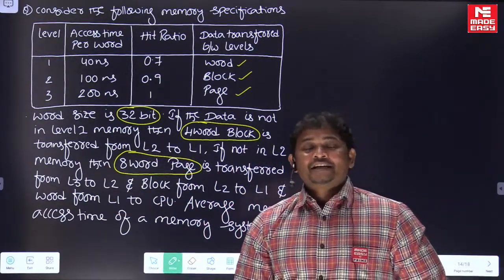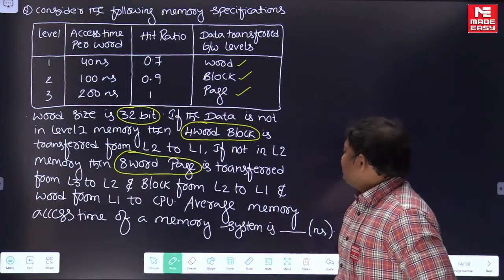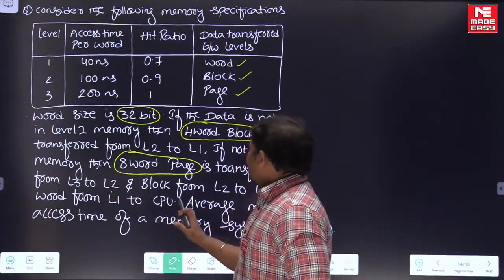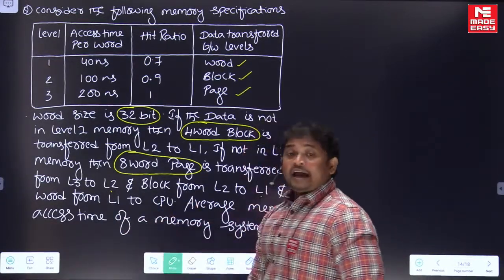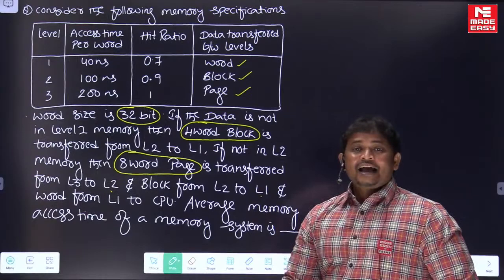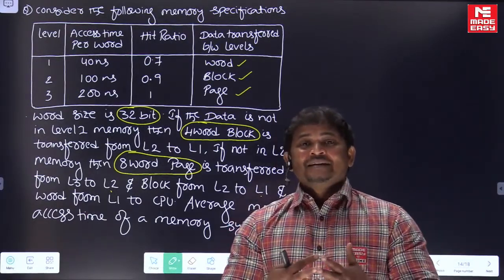That means page size equal to 8 words. Transferred from L3 to L2, and block is transferred from L2 to L1, and word is transferred from L1 to CPU. What is the average memory access time?